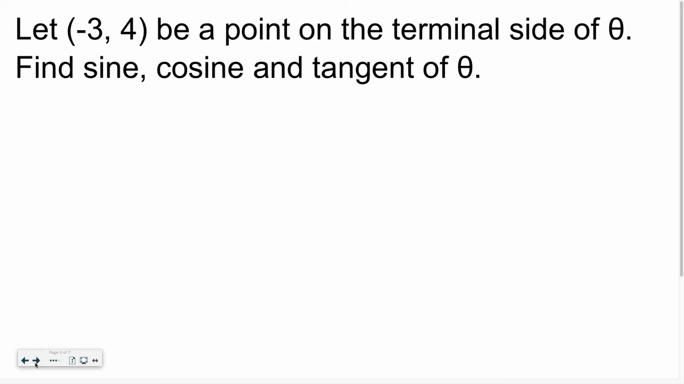All right, two more problems. Here's one very similar to what we just did, except there's no picture. All right, so go ahead and write down that -3/4 is a point on the terminal side of theta.